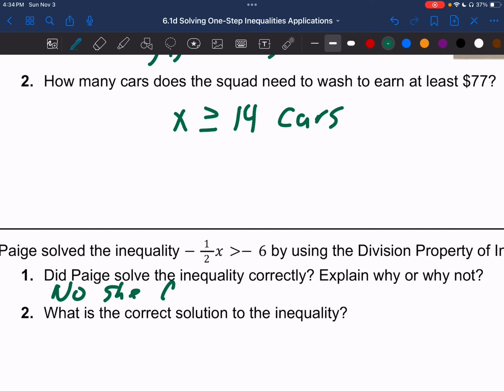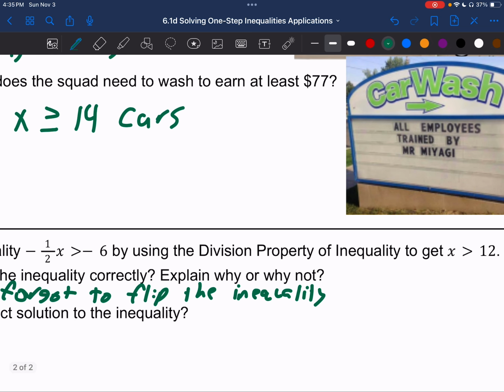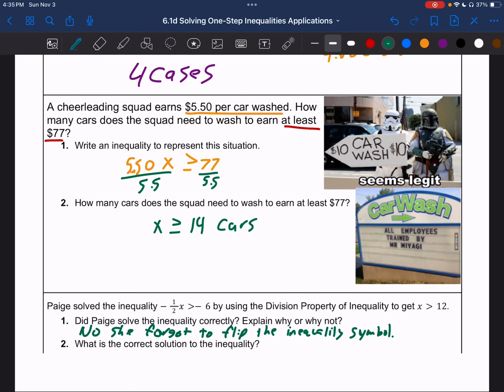She forgot to flip the inequality symbol. So in order to solve that, she divided both sides by negative 1/2. And she gets the right answer on the right side of positive 12, but she forgot that since she divided by a negative, she needs to flip that inequality symbol. So the correct answer to that is going to be X is less than 12.